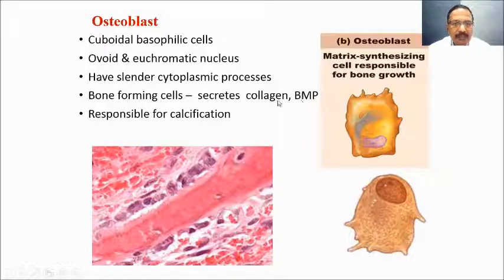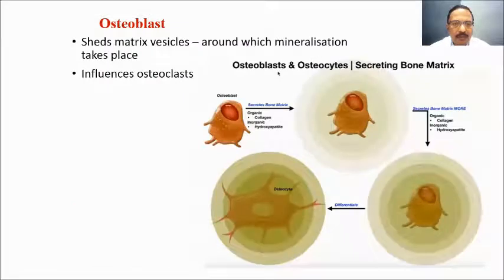Once they start secreting this osteoid around them, and that osteoid gets calcified, the cell becomes inactive, and that cell is called an osteocyte. So osteoblast cells change into osteocytes. Why? Because osteoblast cells produce matrix around them, and once that matrix gets mineralized, these cells become inactive and eosinophilic.